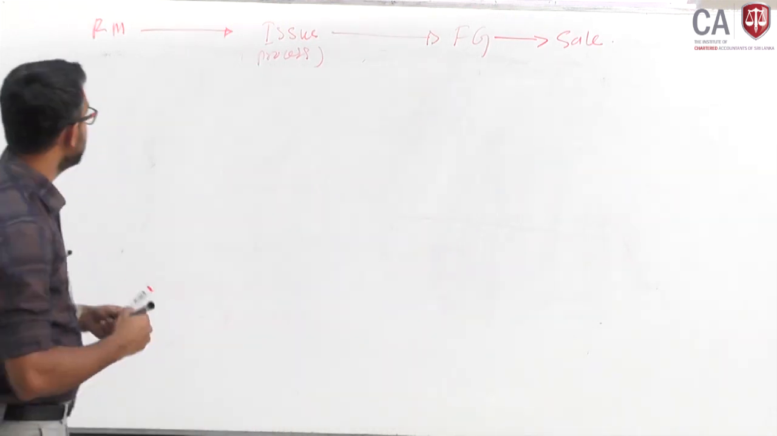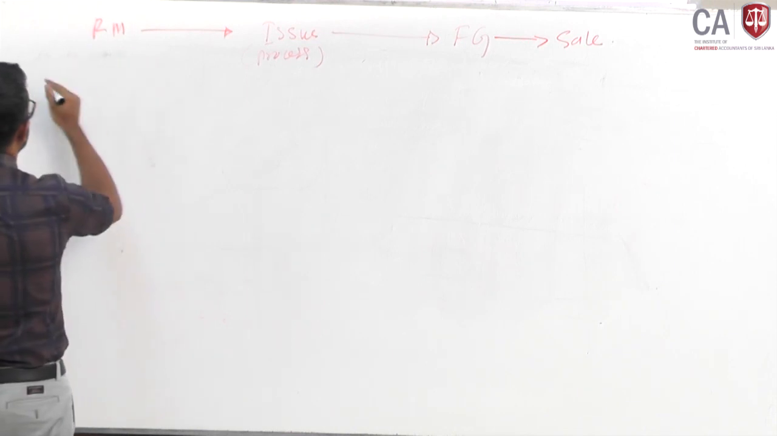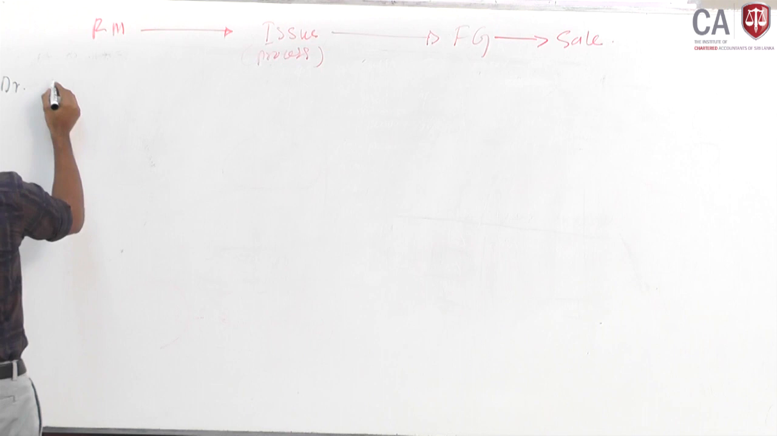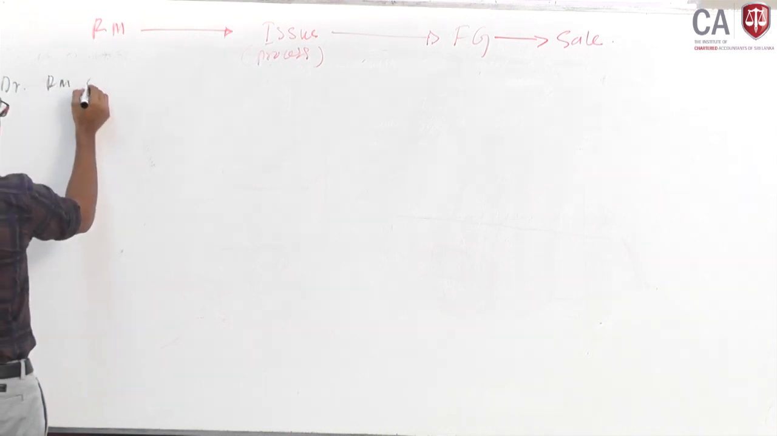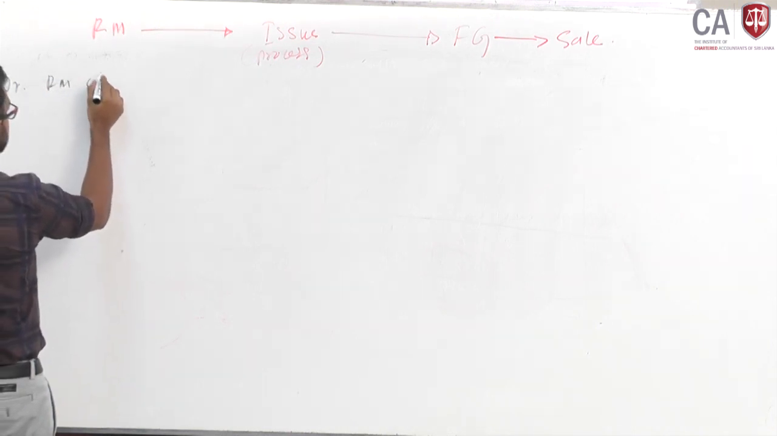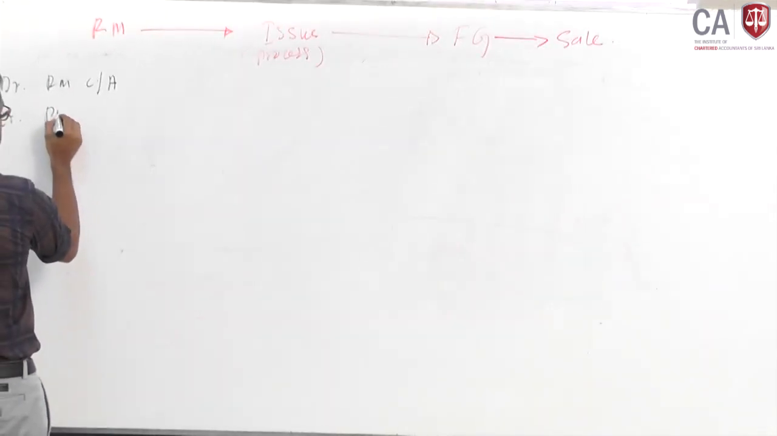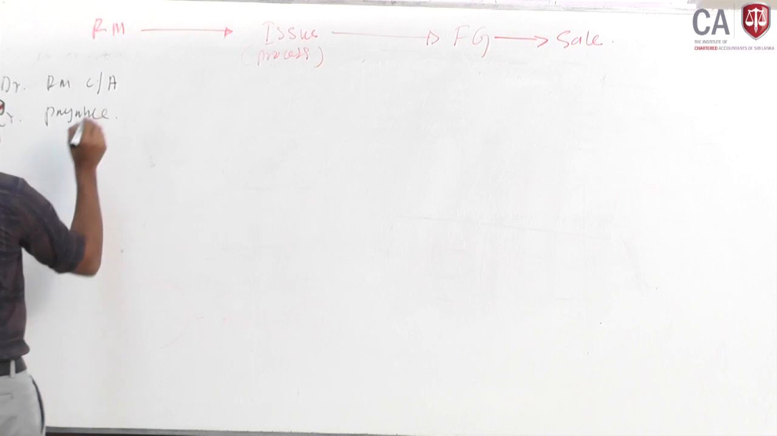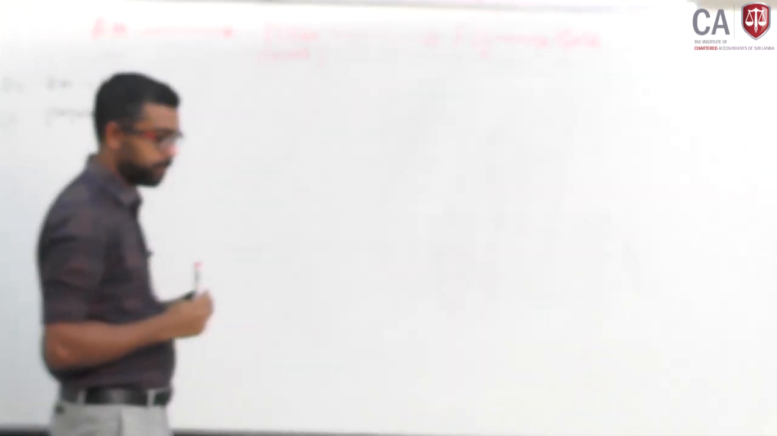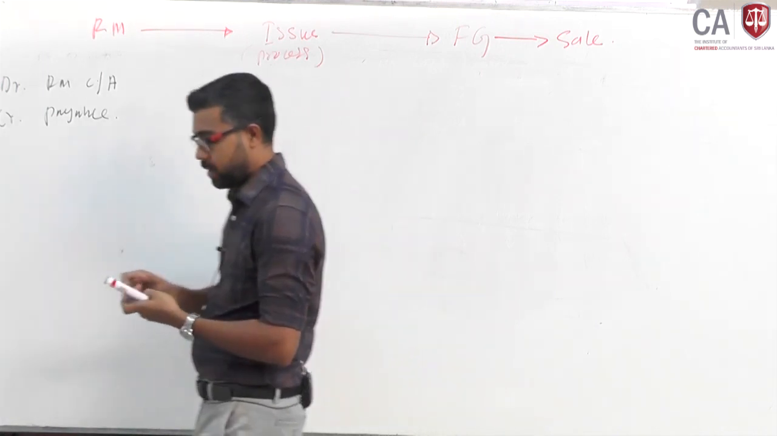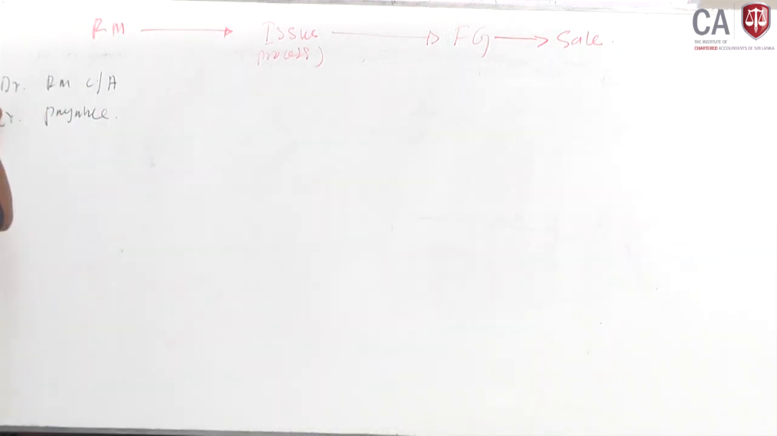When raw material is purchased, raw material control account debit, payables credit, right? Fine. When we issue raw material, this is number 1.